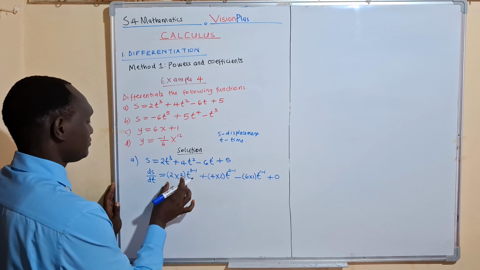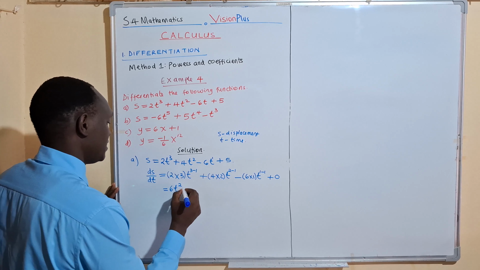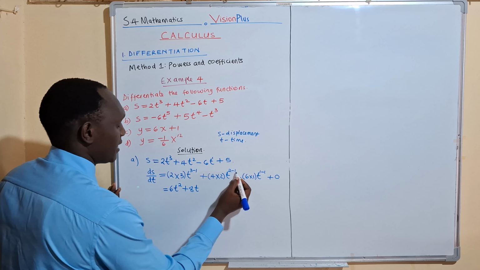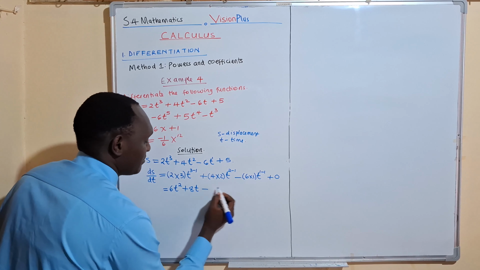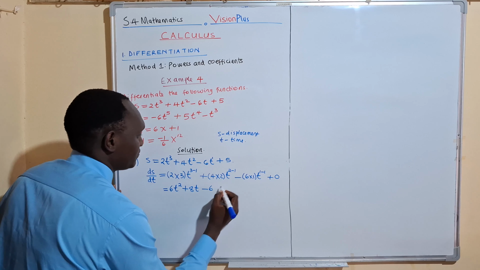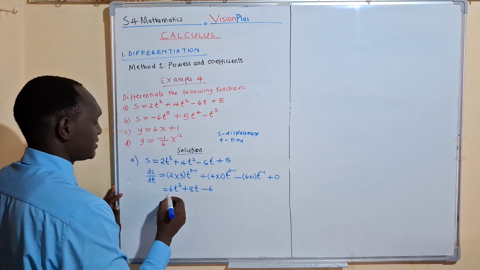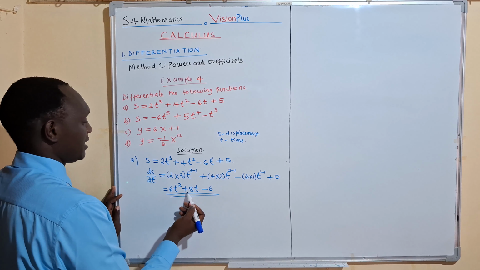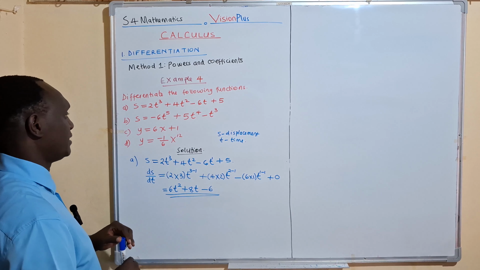Now we simply need to simplify. So this gives us 6t squared plus 4 times 2, 8t. 2 minus 1 is 1, this is to power 1. Minus 6 times 1 is 6, t to power 0. T to power 0 is 1, so it makes no difference. So the answer is 6t squared plus 8t minus 6. That is the solution for part A.